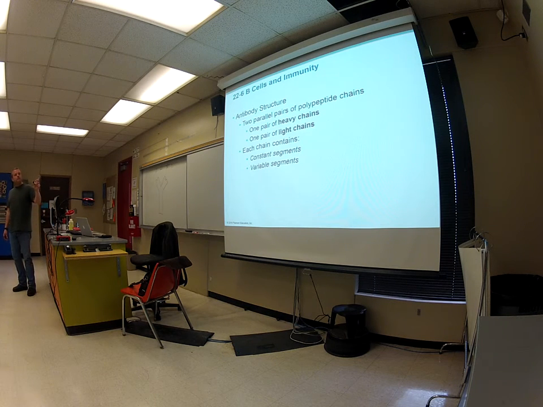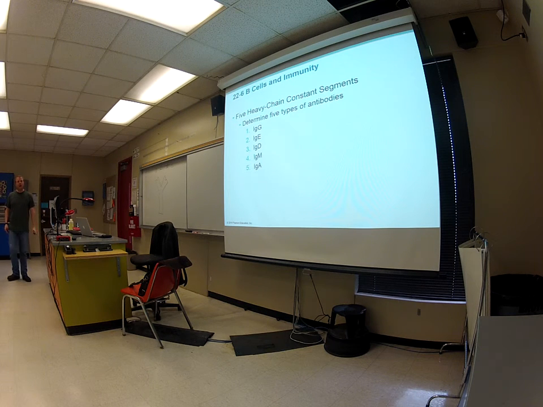Antibody structure. Well, there are 2 parallel pairs of polypeptide chains. I love saying that. Lots of P's in there. There are heavy chains and light chains. Each chain contains a constant segment and a variable segment. And this was on your worksheets. But we're not going to worry about the heavy and the light. What we're going to worry about is this right here. And we have plenty of time to go over this.